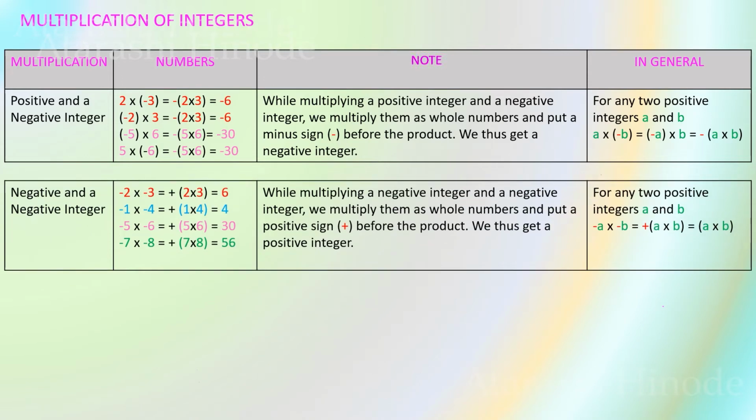Next is multiplying two negative integers. While multiplying a negative integer and a negative integer, we multiply them as whole numbers and put a positive sign before the product. We thus get a positive integer.